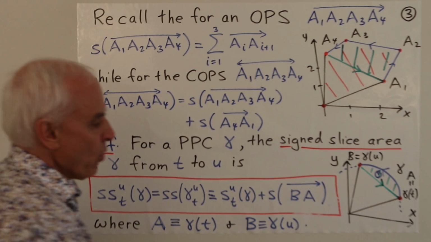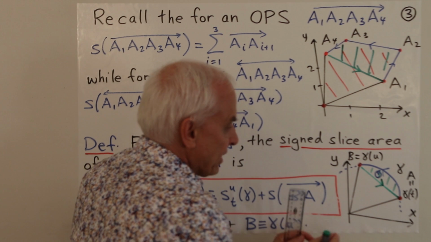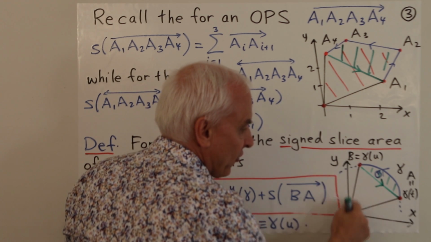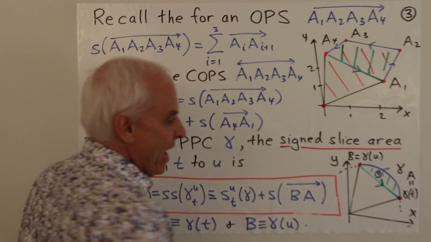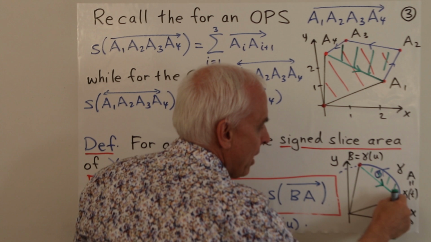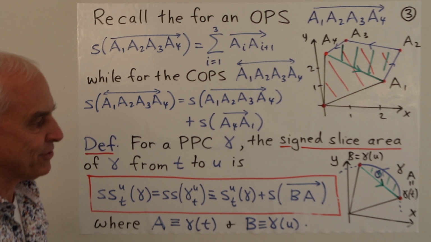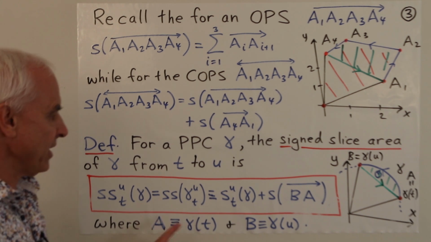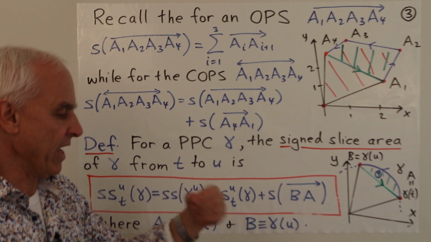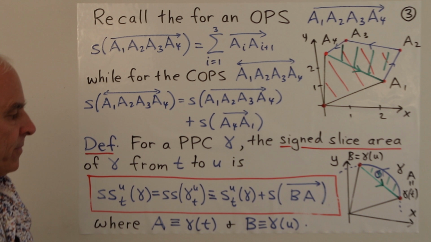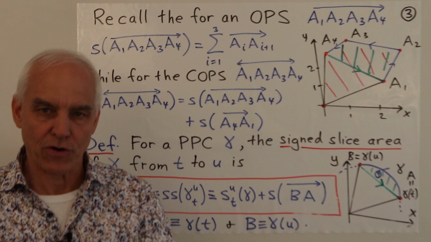The effect of that is we're taking the area of this sort of wedge emanating from the origin and subtracting the signed area of this triangle here. So this intermediate region sort of cancels, and we're just left with this region bounded by the curve and the straight segment from B to A. And A here, as we've seen, is gamma of t, and B is gamma of u. These are the endpoints of the curve. Okay, so this is a definition of a signed slice of a curve.